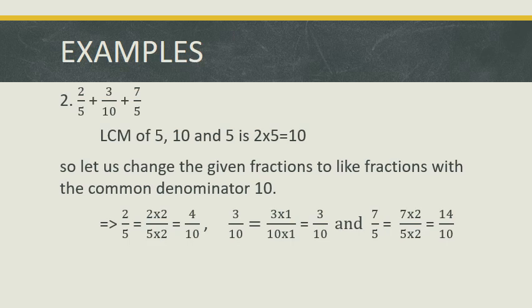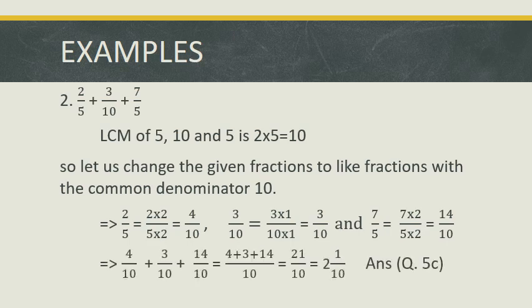So, now we are having 3 like fractions, and these are 4 by 10, 3 by 10 and 14 by 10. So now we will add these 3 like fractions, and we know how to do the addition of like fractions. So what we will do? We will write the sum of the numerators in the numerator place, and in the denominator place we will write the common denominator, which is 10. So what is the sum of the numerators? 4 plus 3 plus 14 is equal to 21. And what is the common denominator? 10. So the fraction is 21 by 10.